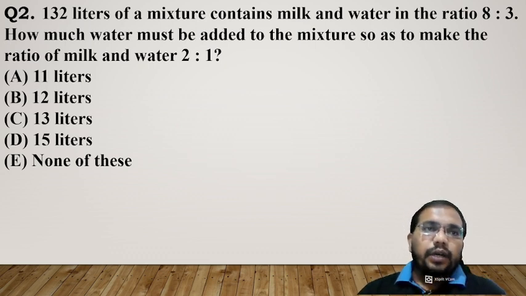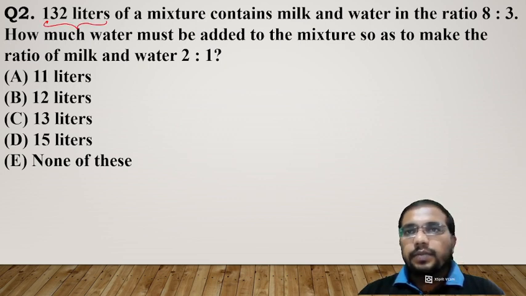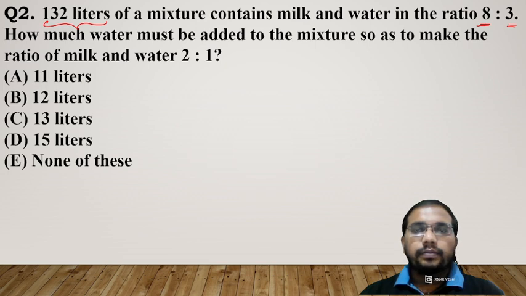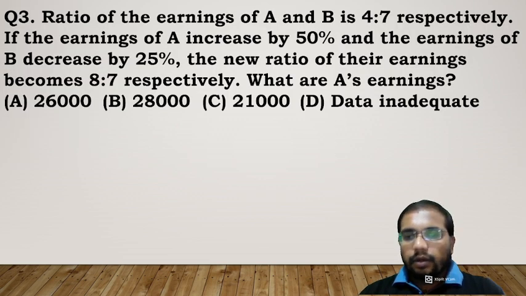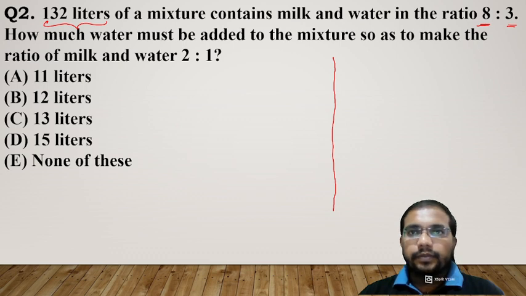A mixture of 132 liters contains milk and water in the ratio 8:3. So now some water is added. We don't know how much water is added. Some water is added. The ratio becomes 2:1. Observe this 132 liters, it is having milk and water. In which ratio? 8:3.